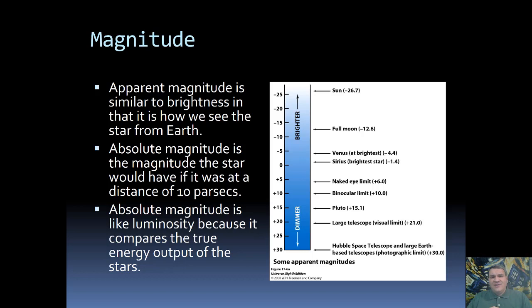Now, that is apparent magnitude. We've also adapted the magnitude to the luminosity of the star. So remember, apparent magnitude is like brightness. Absolute magnitude is like luminosity. In this case, what we do is we say, what would the brightness of this star be if it was moved to 10 parsecs away? In other words, we take away the effects of the distance, which means now we're only worrying about the luminosity. So, absolute magnitude is the magnitude the star would have if it was at 10 parsecs. The apparent magnitude is the actual brightness of what we see. So, absolute magnitude is like luminosity. Apparent magnitude is like brightness.